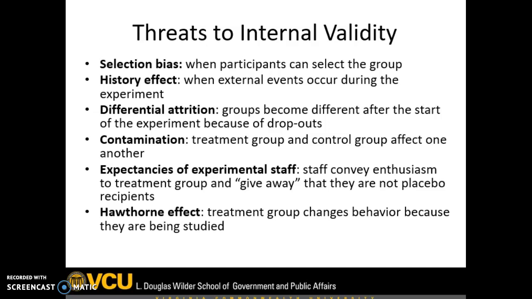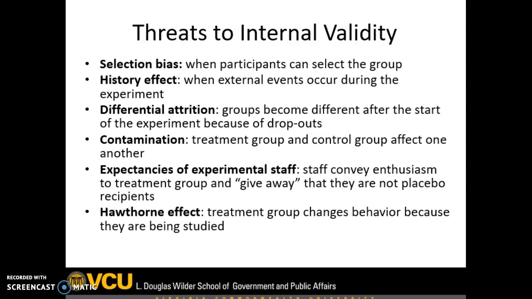Another factor that could undermine internal validity is history effect. This is when external events occur during the experiment, and they, as opposed to the intervention, could account for changes in the outcome or the dependent variable. Differential attrition is another threat to internal validity. This is when groups become qualitatively different from the start of the experiment because more participants drop out from one group than from another.